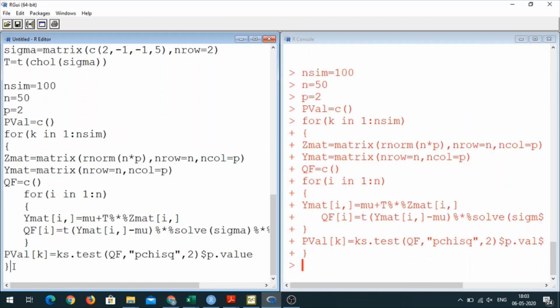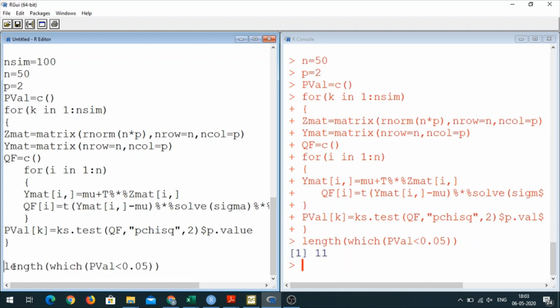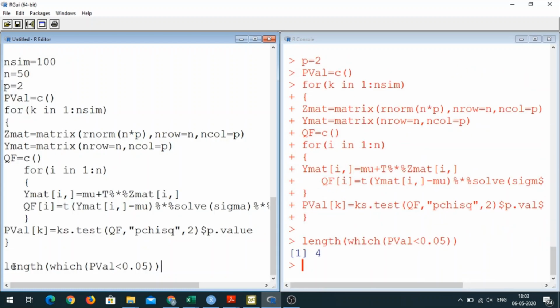Okay, now we have to see out of these 100 samples, for how many samples p-values are less than 0.05. That is, for how many samples the chi-square assumption got rejected. So okay, it is 11. Ideally it should have been 5%, but again in a sample anything can happen. Okay, if I run this again, my answer is going to change. See, now it is 4.